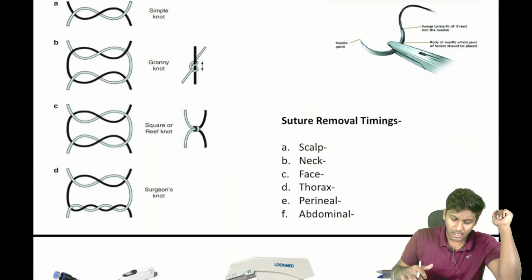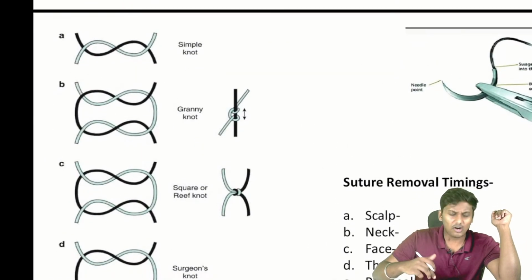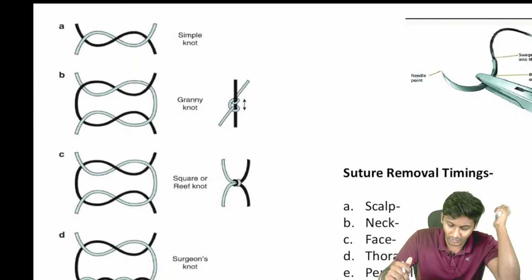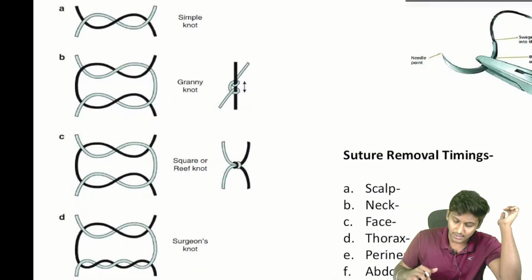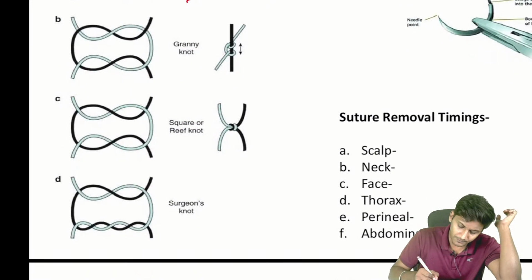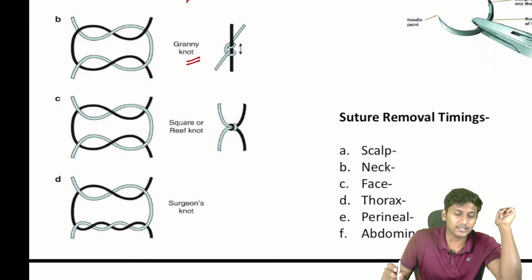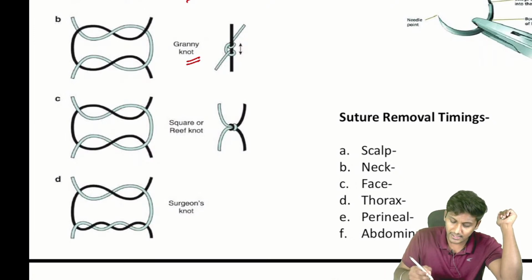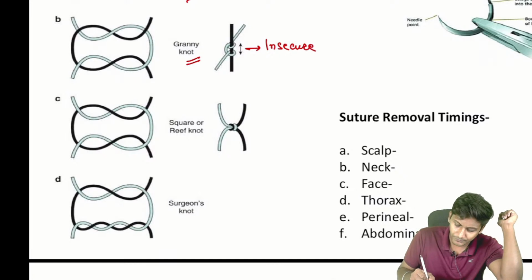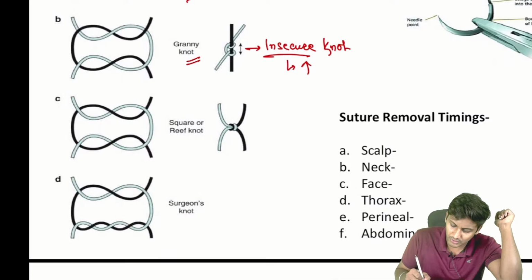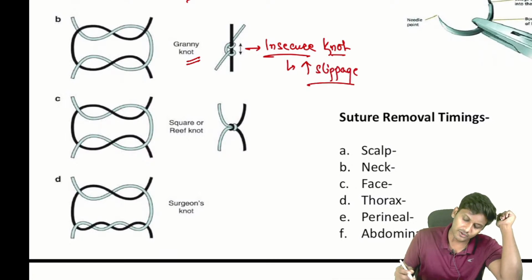ठीक है. Now if I talk about the knots बच्चे, again knots are not so commonly asked, at least you have to remember कि various kinds of knots होते हैं. This is the simple knot, not used for surgery. This is the granny's knot. But what is the problem with granny's knot? This granny's knot is a very insecure kind of a knot. What do I mean by insecure knot? That means high chance of slippage. This granny's knot is a very insecure kind of a knot, that is, high chances of slippage.